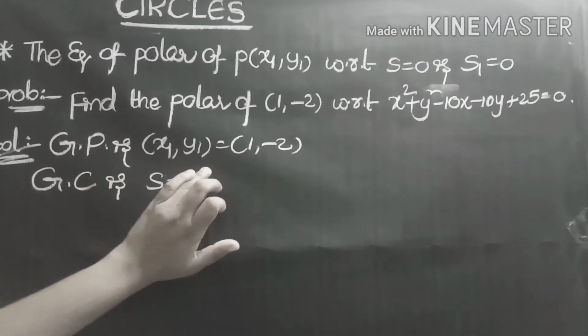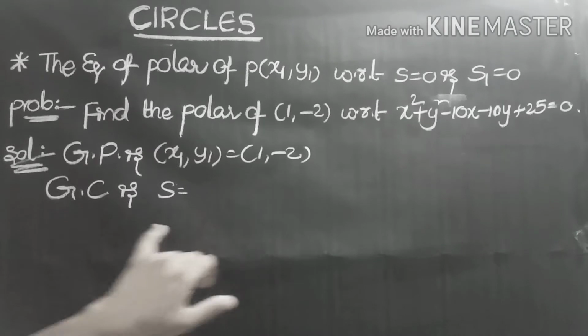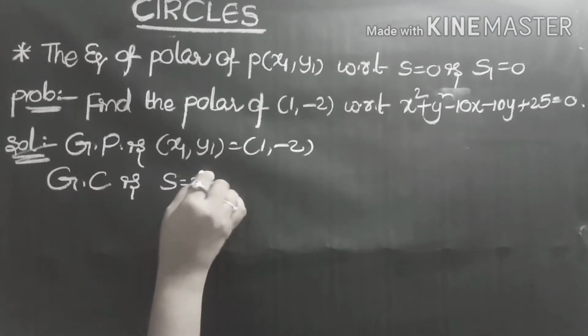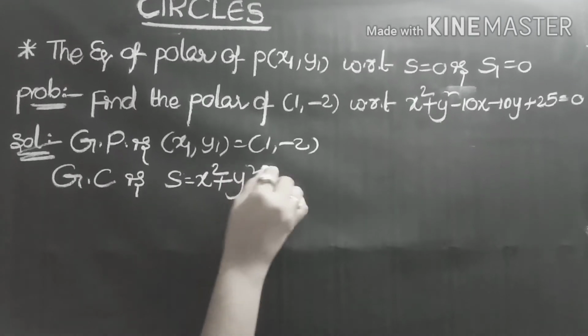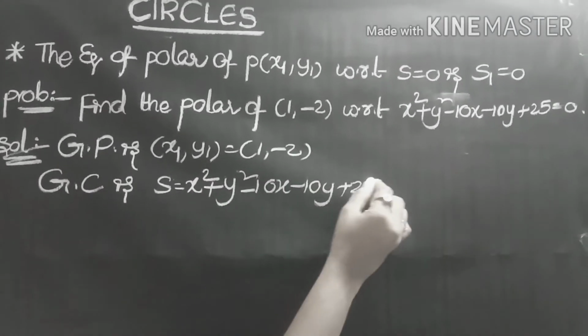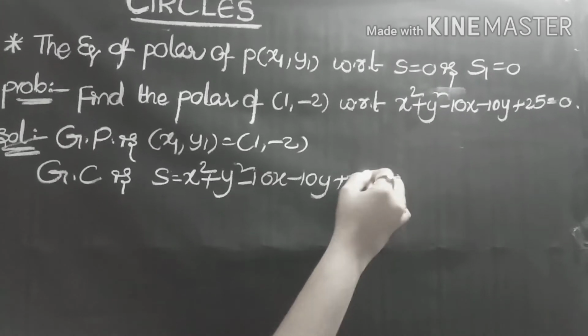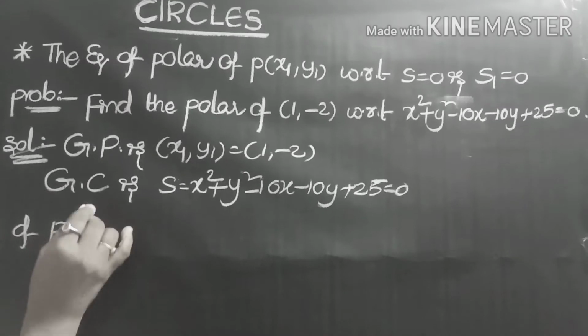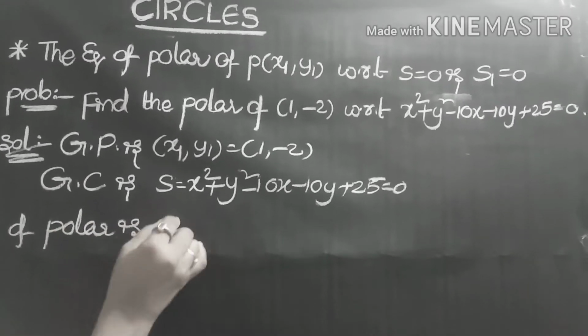So first we take the given point (x1, y1) is equal to (1, -2), and next we take the given circle. Given circle is S equals x square plus y square minus 10x minus 10y plus 25 is equal to 0. Next we are writing the formula. Equation of polar is S1 equals 0.